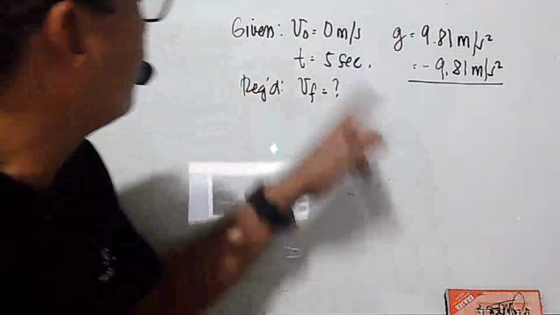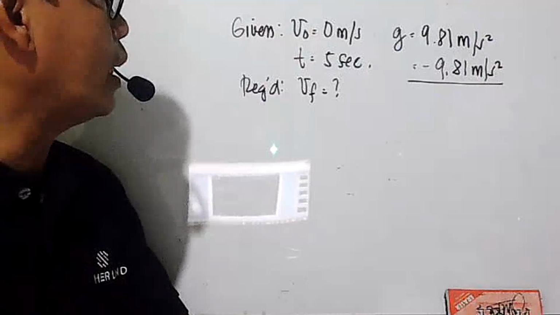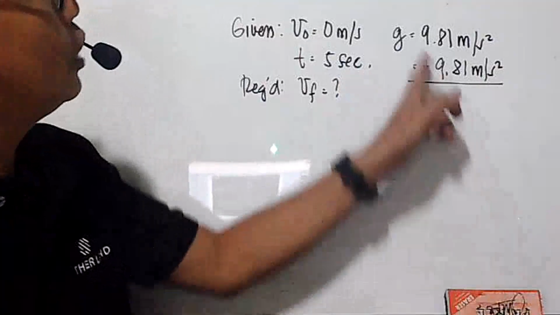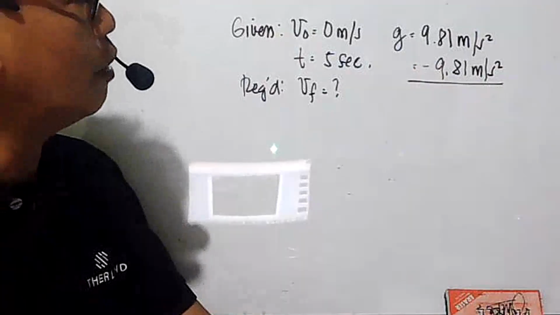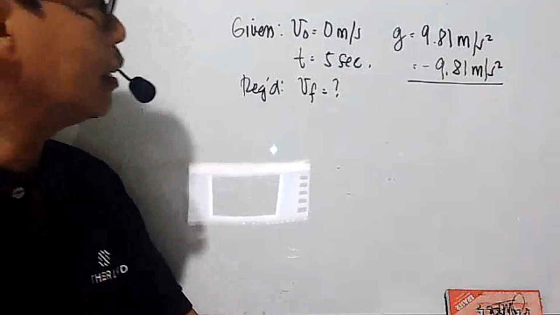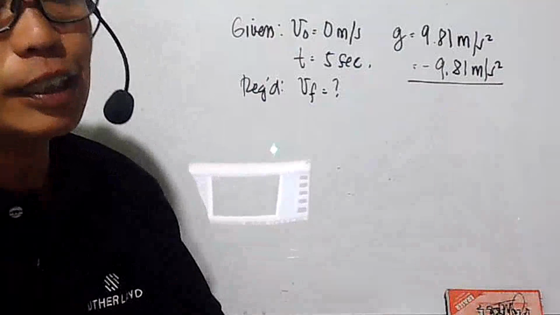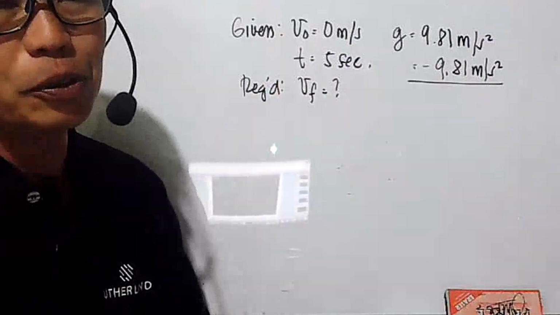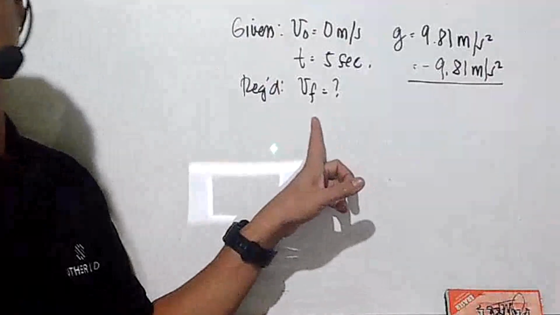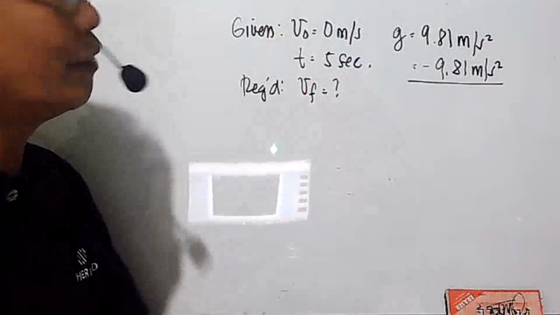In this case, the given Vo is equal to 0 since the ball was not moving at the start. You're given the time of 5 seconds. And g is a constant with a value of 9.81 meters per second squared. But in this case, we're going to use negative 9.81 meters per second squared since the ball is going down, to the negative y direction, so it is negative. We're looking for the final velocity at the time of 5 seconds.